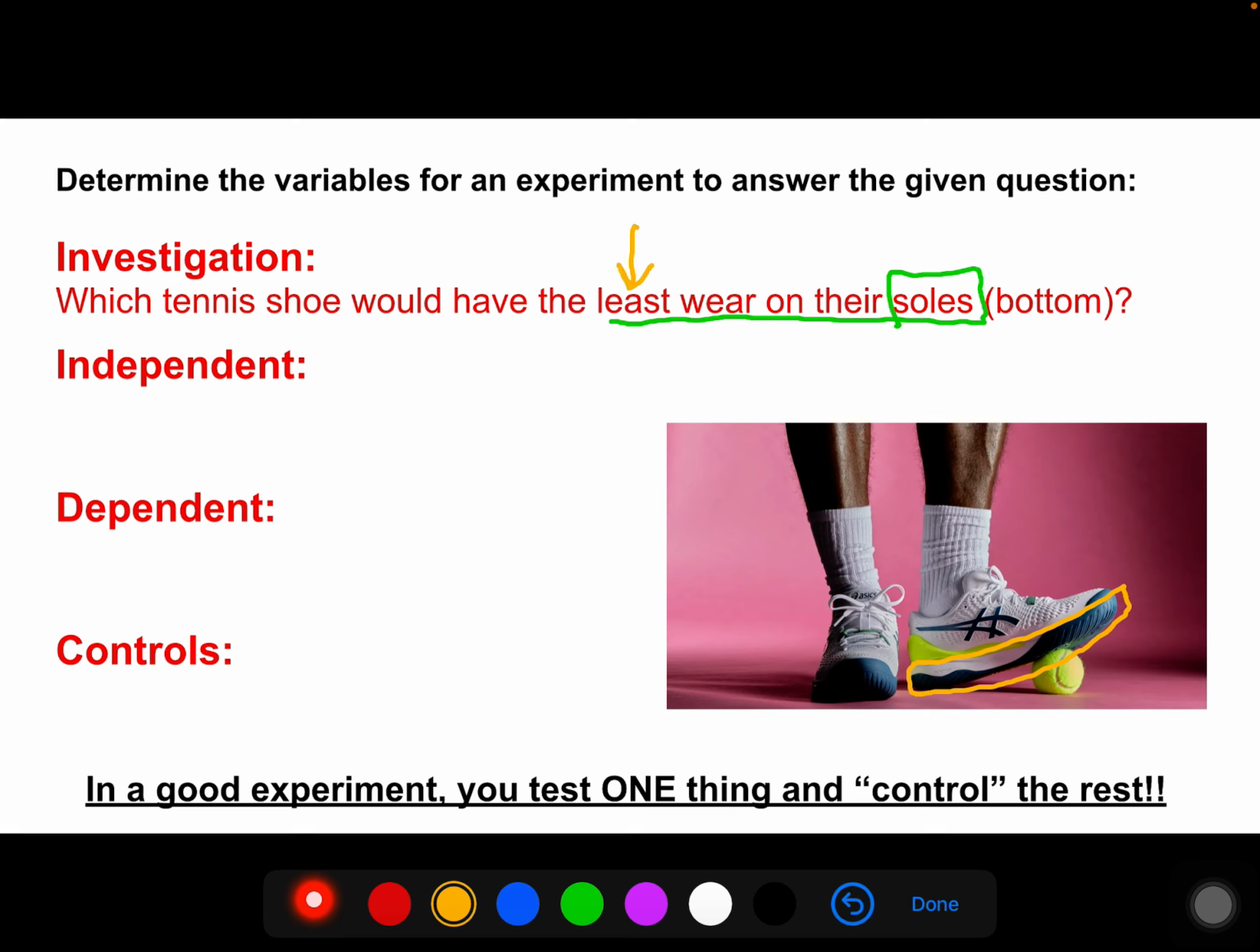So the one thing that we would want to change throughout the experiment was, of course, the shoes. And the reason we'd have different shoes is because what we're really looking at are the different soles, right? We want to look at shoes that have different bottoms to figure out which one is actually the best.